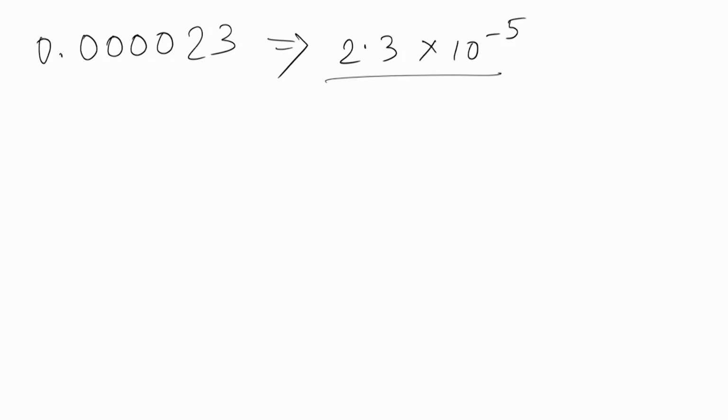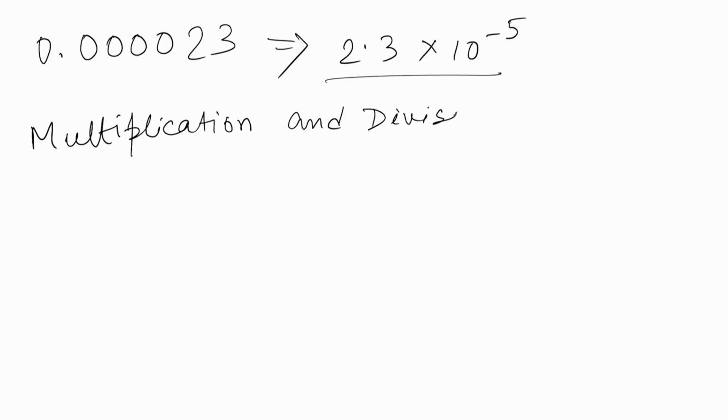We have studied scientific notations in the last lecture. Now we will study how to do basic mathematical operations using these scientific notations. So let's start with multiplication and division. We know about the multiplication and division of indices, right?